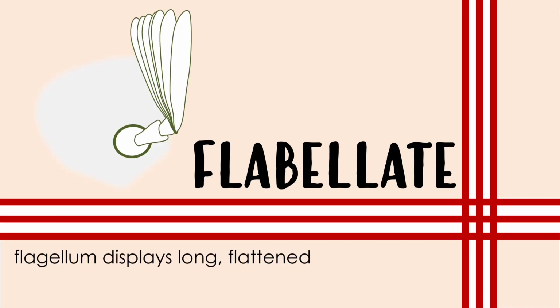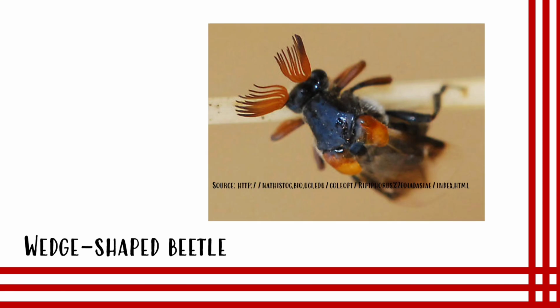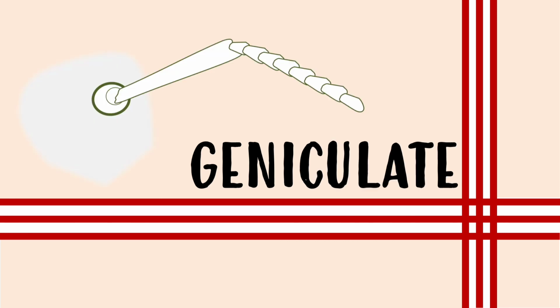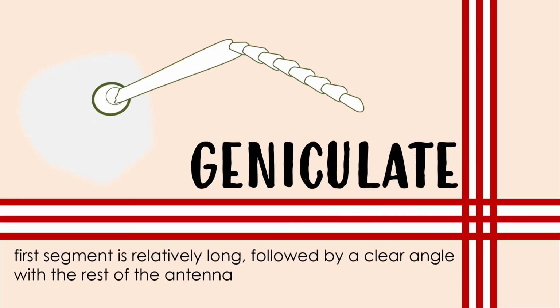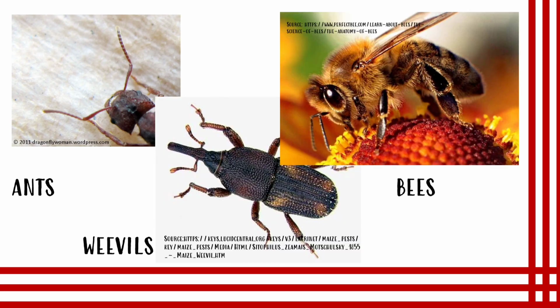Flabellate type of antenna. Flagellum displays long, flattened or more or less cylindrical expansions. It is also described as fan-like. One example is this rhipiphorid beetle. Geniculate type of antenna. First segment is relatively long, followed by a clear angle with the rest of the antenna. It is also described as elbow-like. Some examples are ants, weevils, and bees.